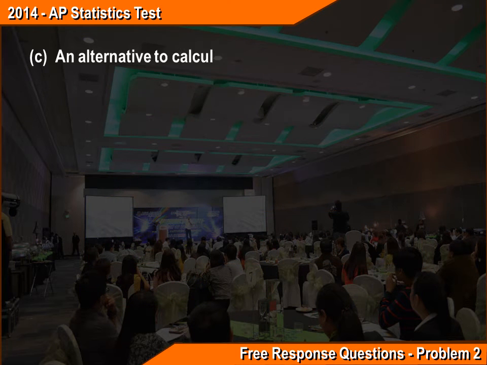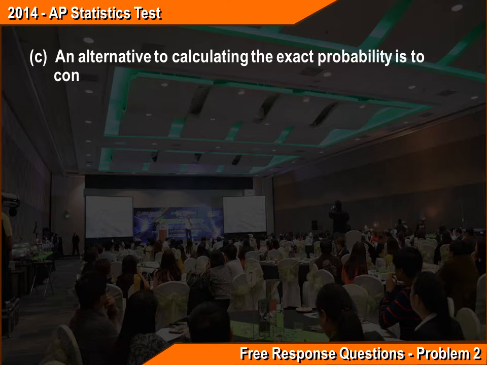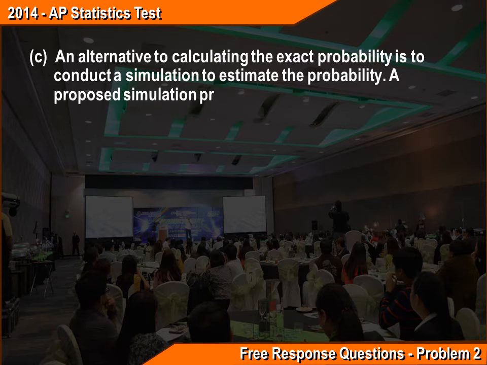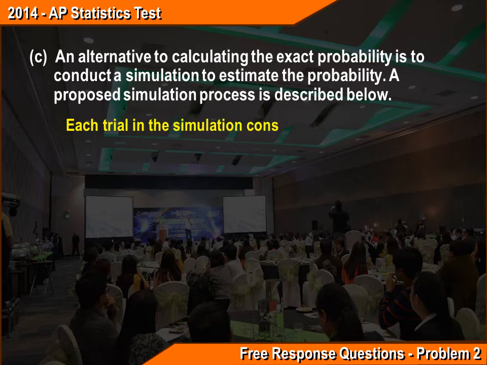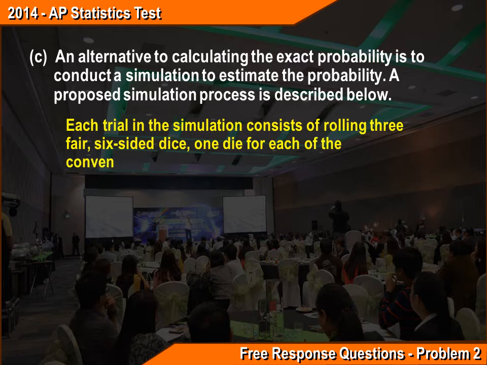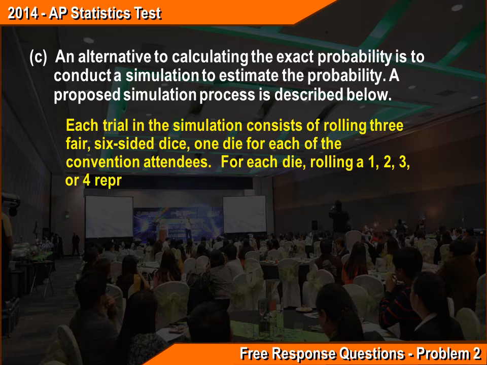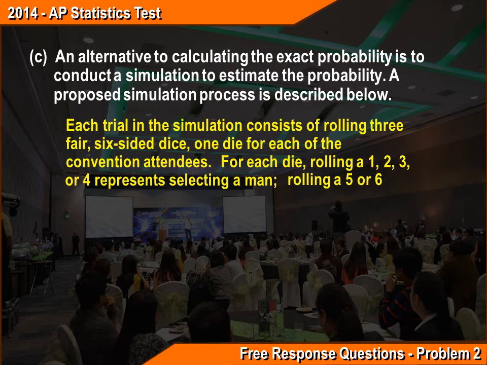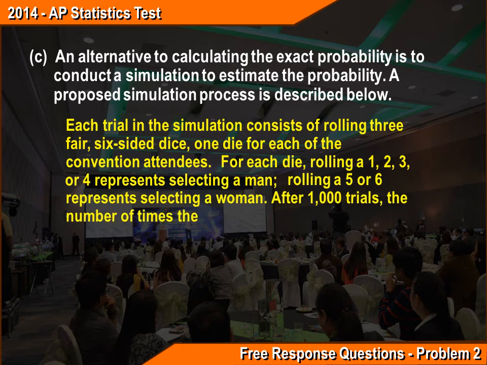An alternative to calculating the exact probability is to conduct a simulation to estimate the probability. A proposed simulation process is described below. Each trial in the simulation consists of rolling 3 fair 6-sided dice, 1 die for each of the convention attendees. For each die, rolling a 1, 2, 3 or 4 represents selecting a man. Rolling a 5 or 6 represents selecting a woman. After 1,000 trials, the number of times the dice indicate selecting 3 women is recorded.